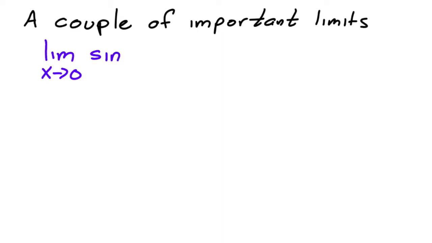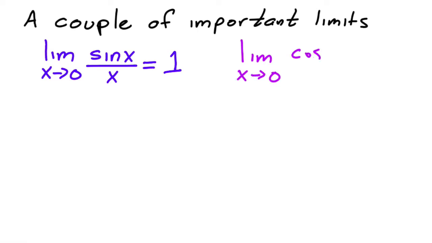But for now, we'll just keep in mind that the limit as x approaches 0 of sine of x over x is equal to 1, and that the limit as x approaches 0 of cosine of x minus 1 over x is equal to 0. You might want to just graph these just to verify.